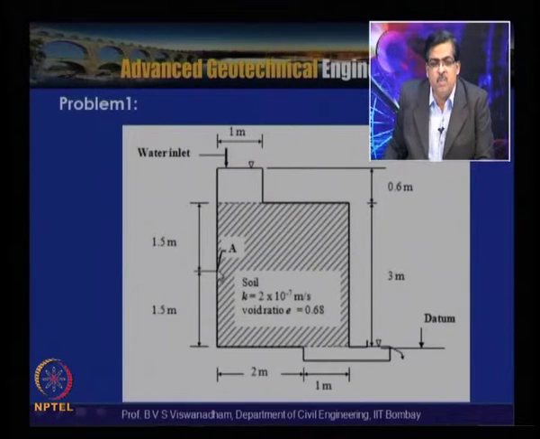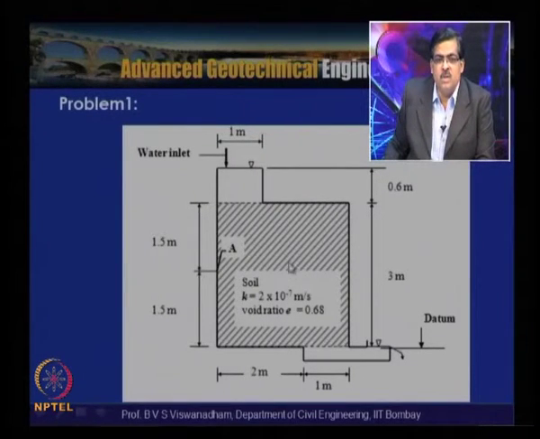Point A is at the midpoint of this height of 3 meters, and in the given problem the datum is shown here. So this water level is shown as the datum. This height of water above this level is about 0.6 meters. So, the difference in height of water is 3 meters plus 0.6 meters, that is 3.6 meters. So, this is as far as problem 1 is concerned.